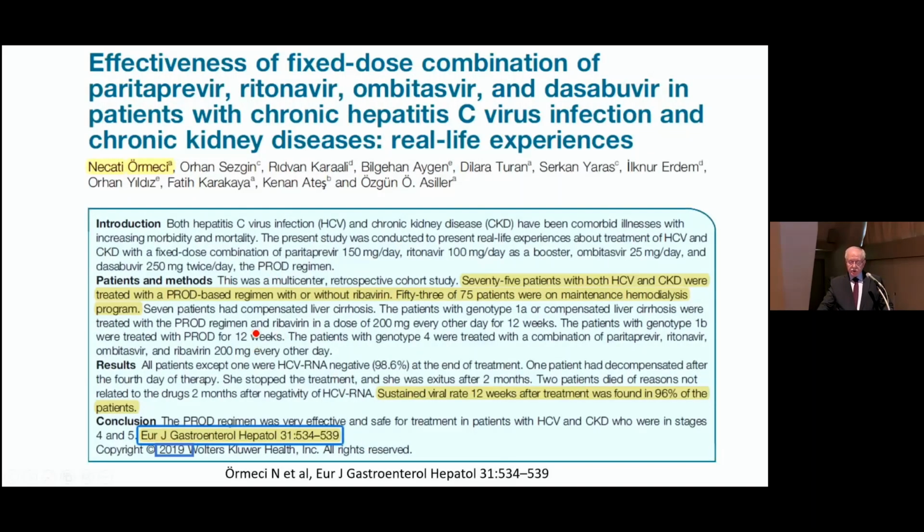Also, we have treated chronic renal disease patients, 75 patients, sustained virologic response 12 weeks after treatment, 96%.